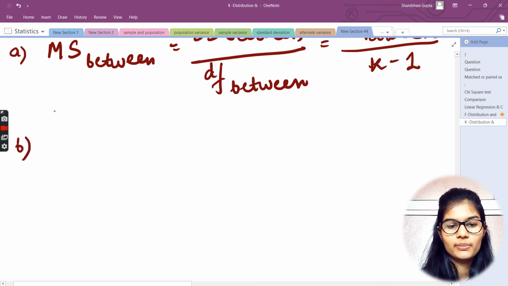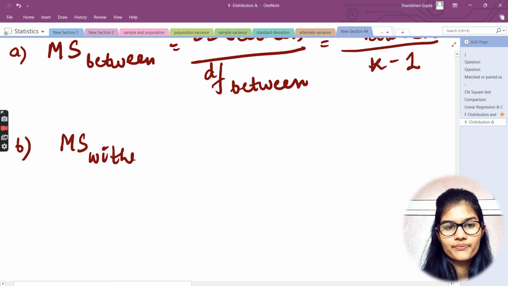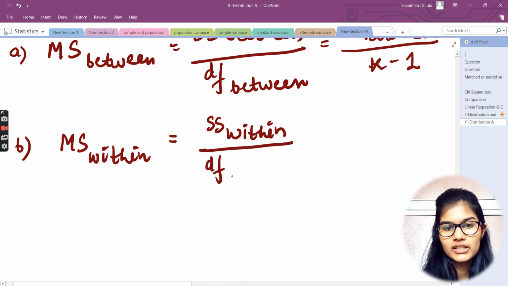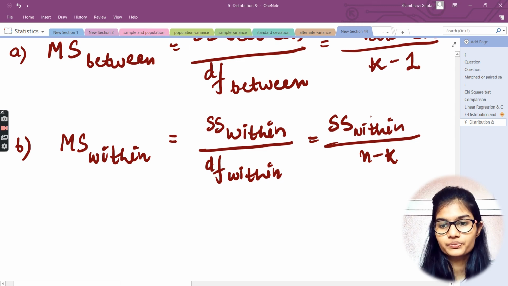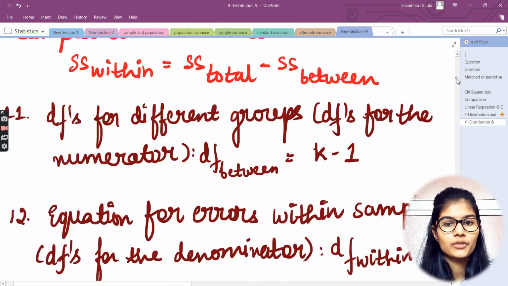For the next part, that's the b part, we have MS within, that is equal to SS within divided by df within. Now that is equal to SS within divided by n minus k. Right, so this one is written out here as well.